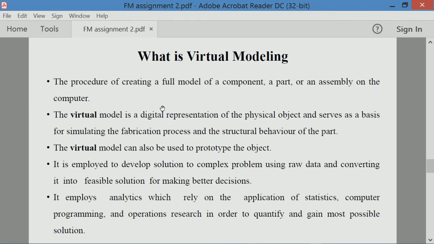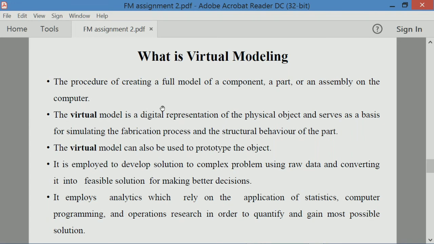Then the next one is virtual modeling. The procedure of creating a full model of a component, a part, or an assembly on the computer is virtual modeling. A virtual model can be a digital representation, a drafted model. It is a digital model that can be studied in software. You draw the various drawings in AutoCAD. That is the best example of it.